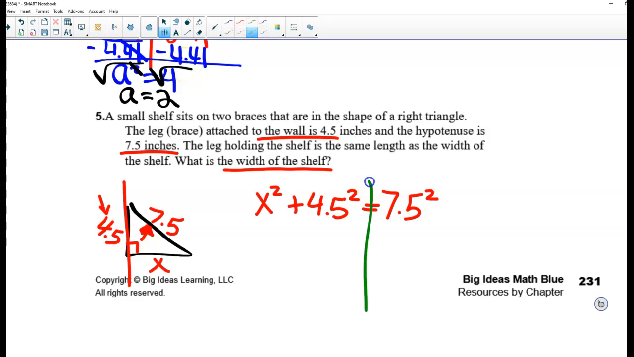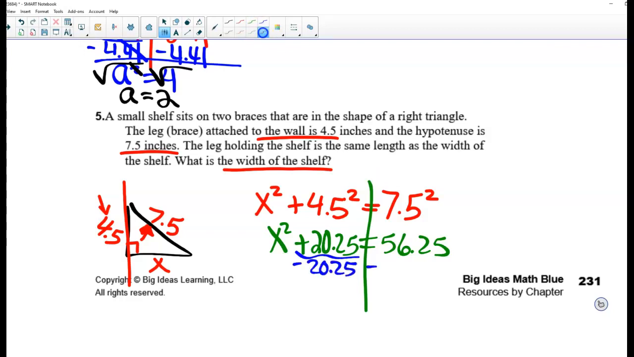So then this is where we're going to do the work. I'm going to draw in my line, and I have to put this in my calculator. So 4.5 squared is, we get the x squared down here, plus it's 20.25, equals, and then we have to do the 7.5 squared, which is 56.25. So now that I've done that work, now I can start solving. Next, get rid of addition or subtraction first. So I'm going to subtract the 20.25 from both sides. It cancels over here, and I'm left with x squared equals 36.